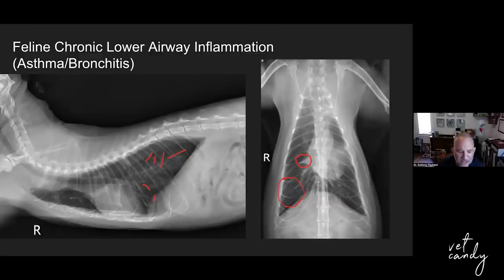The thinking is they produce a lot of mucus and it tends to cause plugging of the bronchi as a result, and then cause collapse. Okay, so yeah, we see a lot of that.